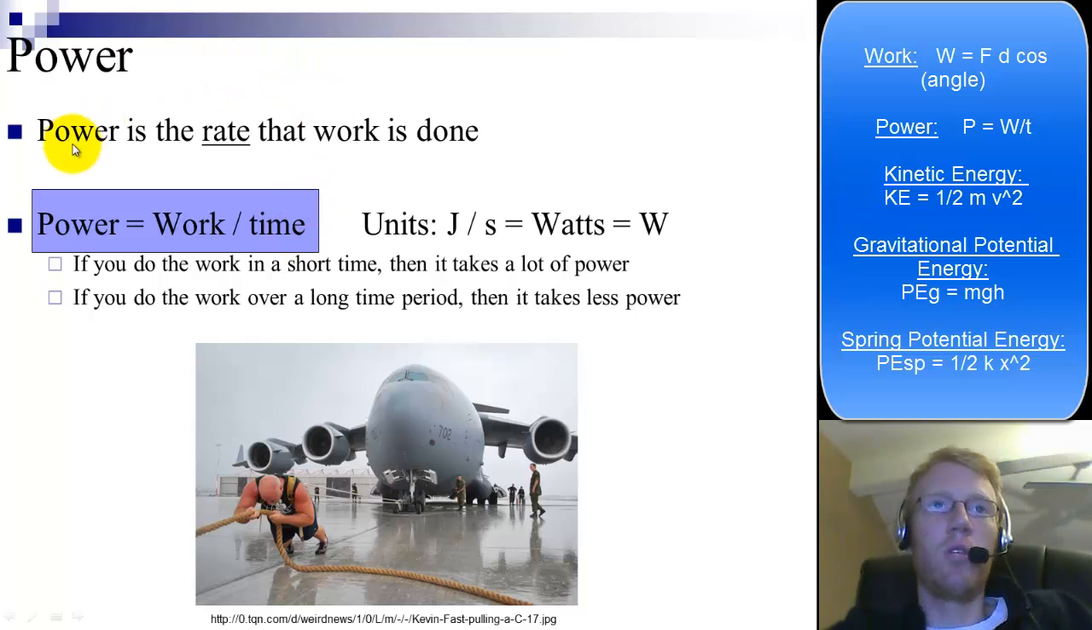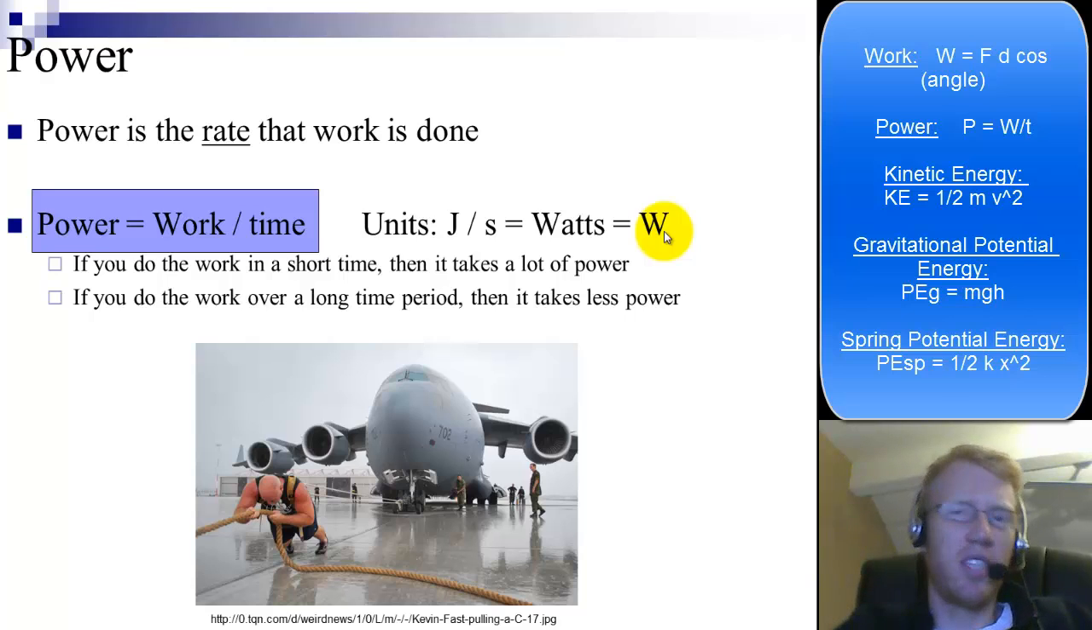So the units are work divided by time. Work, we just said, was joules, divided by time in seconds. So joules per second is a watt. I'm sure you've heard of watts before when talking about light bulbs, like a 60-watt light bulb, or many other devices. How many watts they use is how much power is being consumed. And it's inversely proportional to time: the shorter the amount of time, the more power.